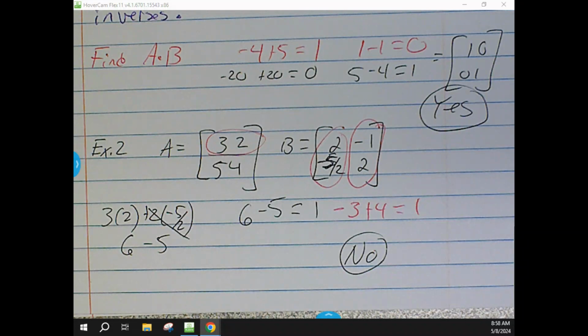Now what may happen with some of the online homework is it may ask you to find what A times B is, or find B times A and then tell me if they're inverses or not. So they might make you fill in the whole bracket and fill in the matrix. But if they ask you just whether it's inverse or not, if it's just yes or no, then you just pick it from there.